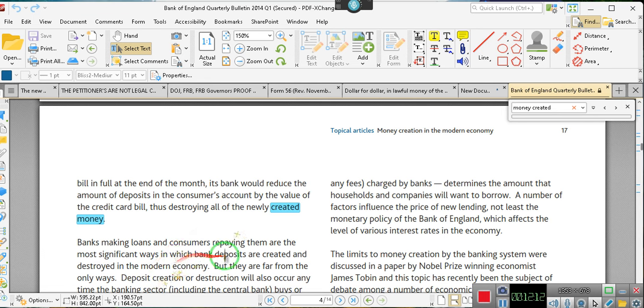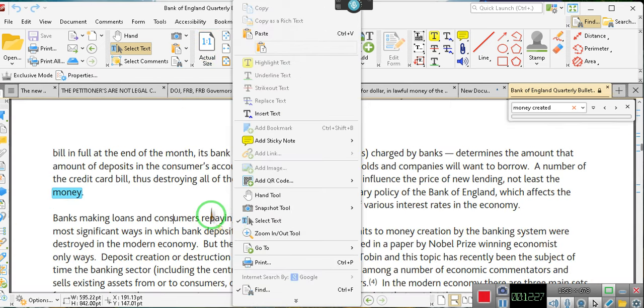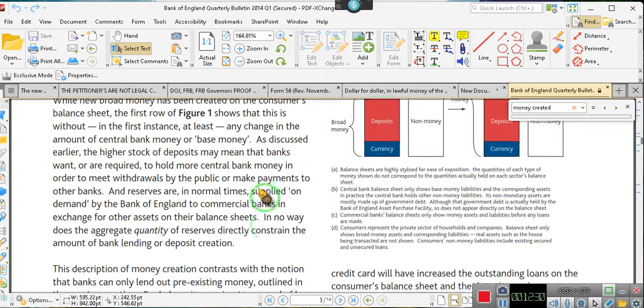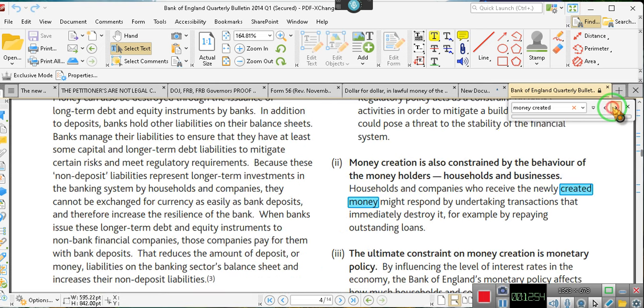Banks making loans to customers and repaying them are the most significant way in which bank deposits are created and destroyed in the modern economy. Aw, that sounds so special. Okay, hold on. Gotta tell y'all why we're showing you this. Some of y'all don't get it yet. Hold on. We're gonna stick with money creation. It shows the amount of the new money created being identical to the amount of new lending. In practice, there are several factors that may subsequently cause the amount deposited to be different than the amount of lending. These are discussed in detail in the next section. We're not going to read those details. You are.